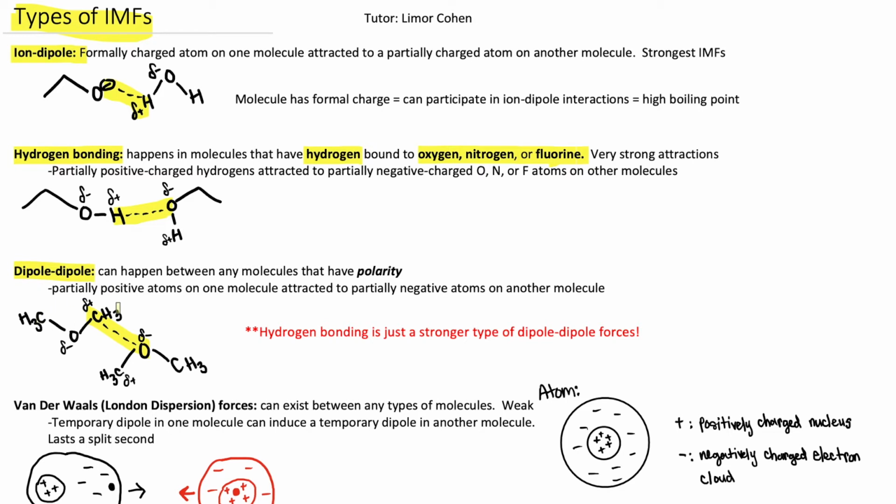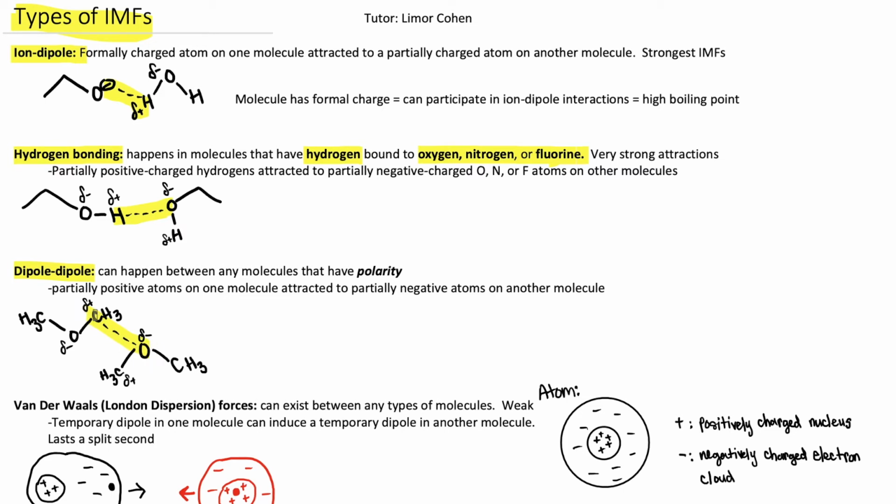So like here on this ether molecule here, we have oxygen bound to carbon. Oxygen is more electronegative than carbon, which gives it a partial negative charge, giving carbon a partial positive charge. The partially positive carbon on one ether molecule is attracted to a partially negative oxygen on another molecule in solution. This is a dipole-dipole interaction.